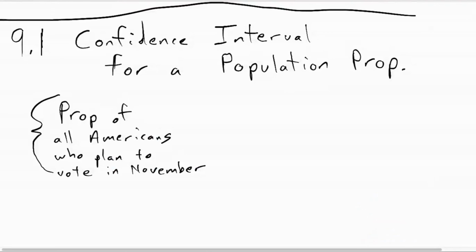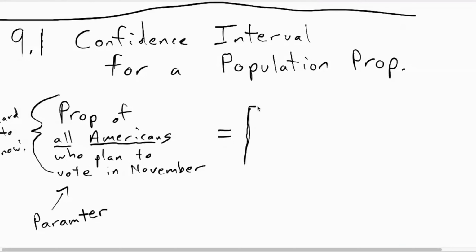So this proportion of all the Americans who want to vote in November. Hard to know. Why is that? Too many people. I mean, this is like millions and millions of people. Is this a parameter or a statistic? Parameter? It's totally a parameter. It is a number that describes the population of all Americans here. The population proportion, a parameter, we're going to use a symbol like a big old capital P.